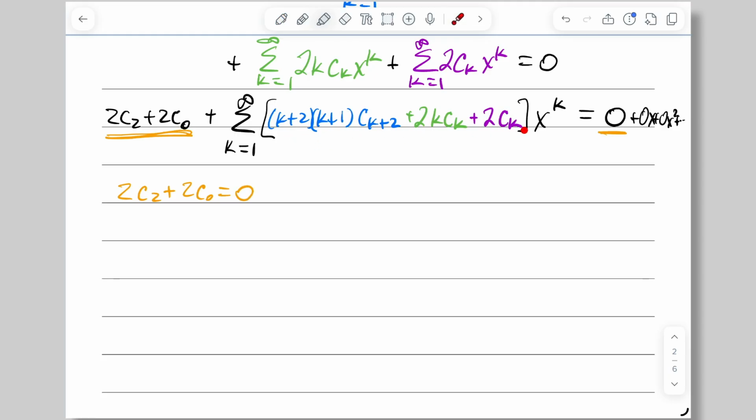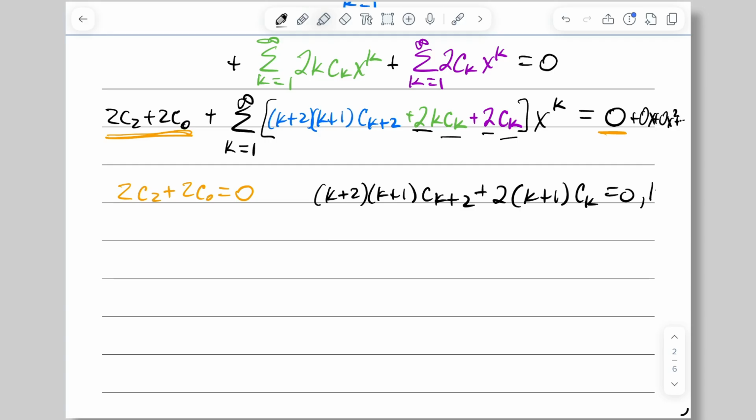And then all of the other coefficients of x are equal to 0 on the right-hand side, and we can write that all down in one fell swoop by writing down k plus 2 times k plus 1, c sub k plus 2, and then we see we can factor out a c sub k and a 2. So plus 2 times k plus 1 times c sub k equals 0 for all values of k, 1, 2, etc.